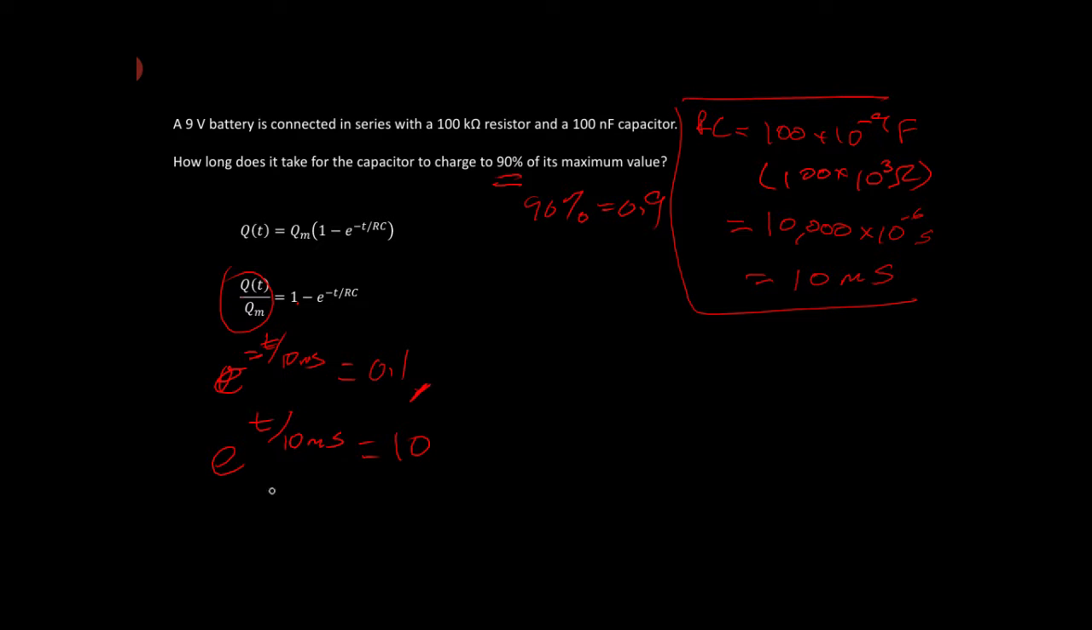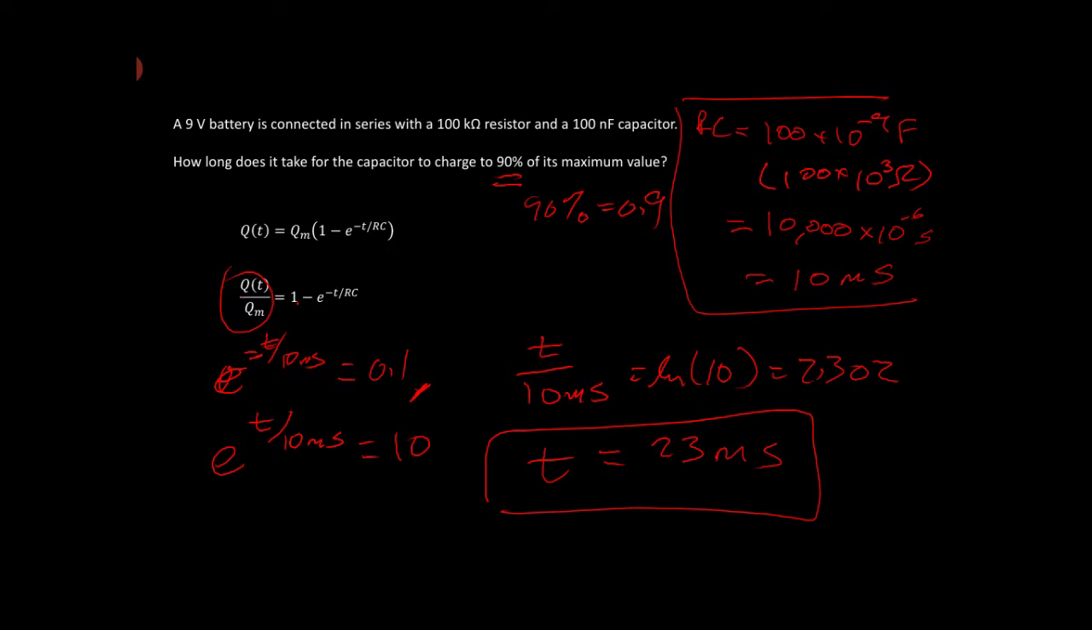So when I take my logarithms, I end up with t over 10 milliseconds is equal to ln of 10, right? And ln of 10 is equal to 2.302. So that means the time it takes to charge is going to be 23.02 milliseconds. Who cares about the 0.02? I don't think you can measure 0.02. Well, you can if you have a trigger, with electronics. You can't with your stopwatch.